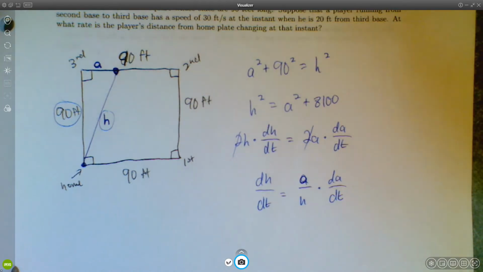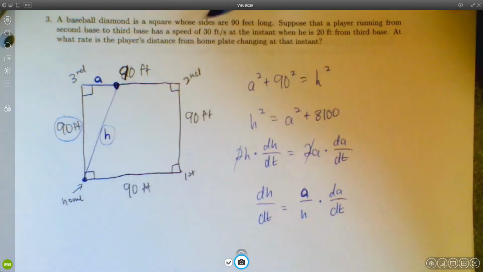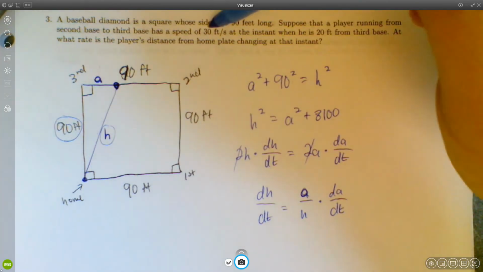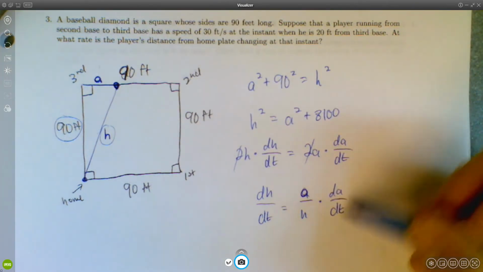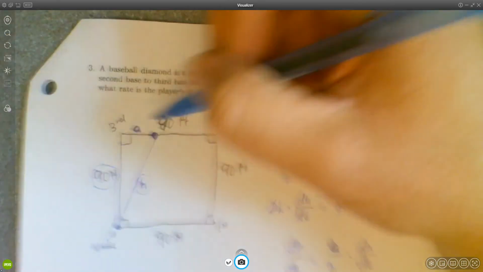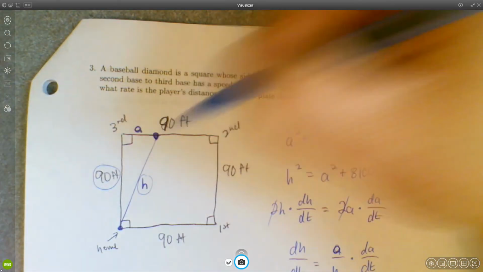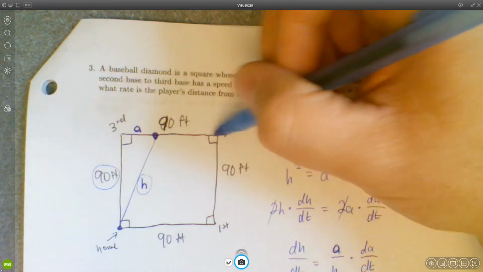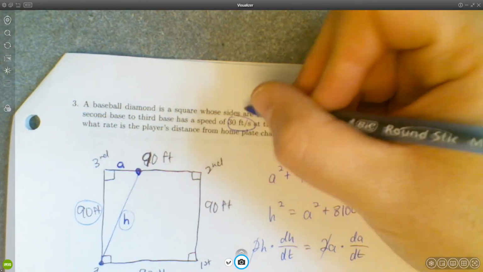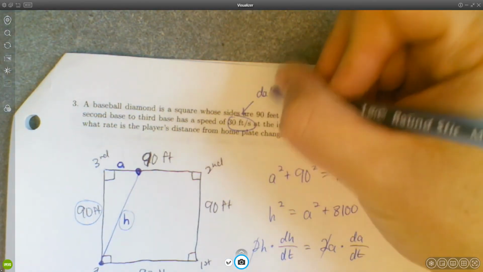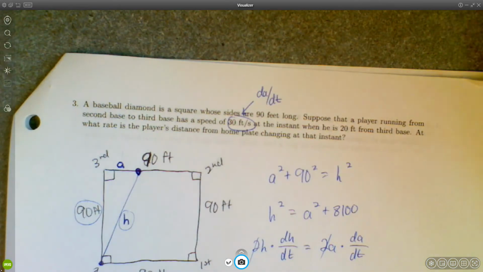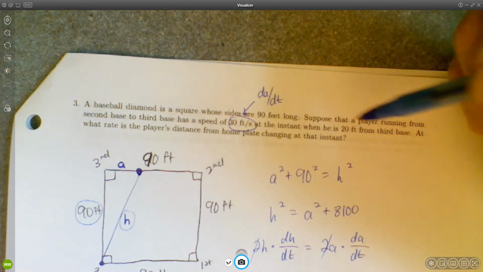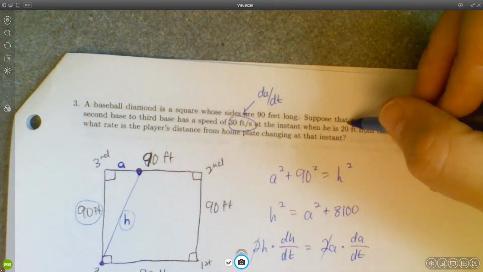And I'm in luck because if we go back and read through the problem, it says, suppose a player running from second base to third base has a speed of 30 feet per second. That's da/dt, right? That's how quickly a is changing. It's changing at a rate of 30 feet per second when he gets to this point. So this thing right here is da/dt. He's running that fast at the instant when he's 20 feet from third base, so that's a.